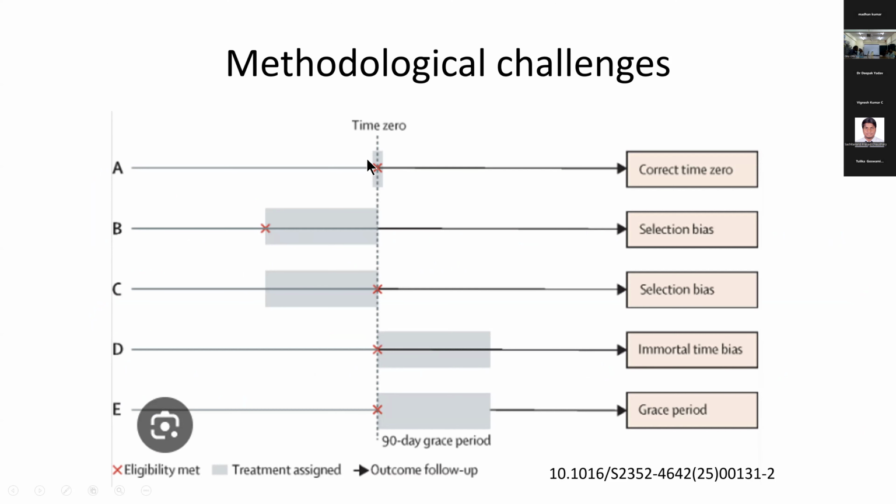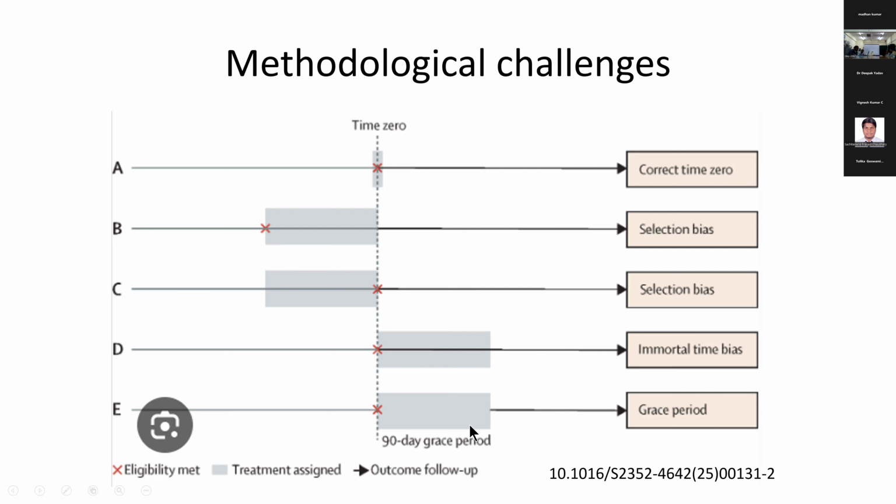The time 0, when eligibility criteria are met, when the treatment is started and the follow-up started, should be all together. Suppose your eligibility is met before treatment is assigned, but you start outcome follow-up later, that leads to selection bias. Similarly, if treatment is started and you start outcome follow-up later, selection bias. Immortal time bias: if eligibility is met and treatment is assigned after you start follow-up, this is immortal time bias.